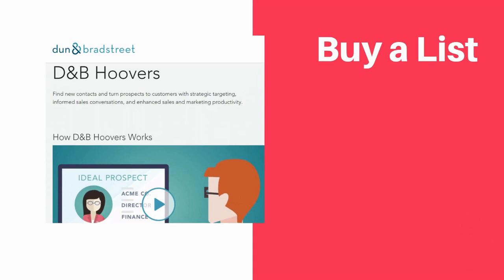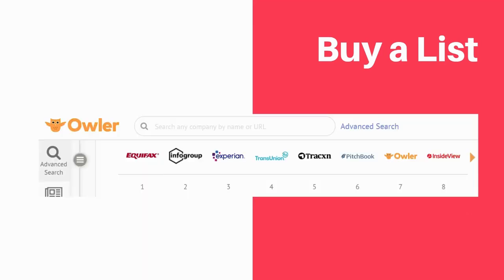Dun & Bradstreet is another popular supplier of marketing lists. Hoover's is one of their sub-brands. Here you can see other suppliers who are listed as competitors of one another, such as Owler, Equifax, Infogroup, Experian, TransUnion, Traxon, PitchBook, and InsideView. That was an overview of some of the biggest list suppliers.